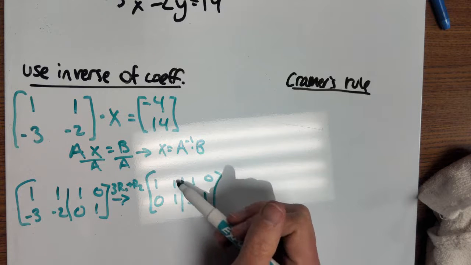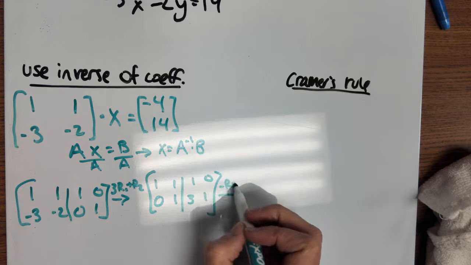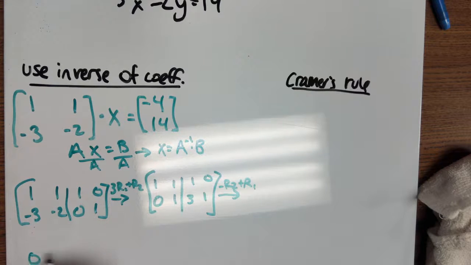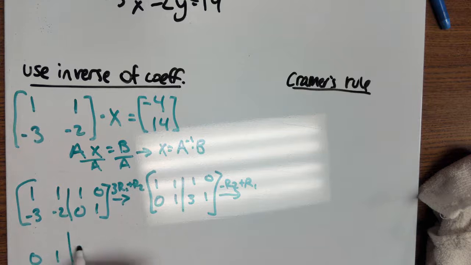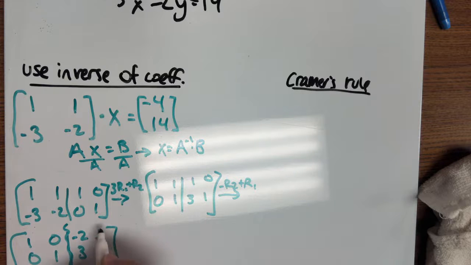Then the last thing we have to do is turn this 1 into a 0. So we're going to do negative row 2 plus row 1 just to keep this as a positive 1. 0, 1. I'll move this up here in a second. 3, 1. Now if I do -0 plus 1, I get 1. -1 plus 1, I get 0. -3 plus 1, -2. -1 plus 0, -1. So there's my inverse right here.